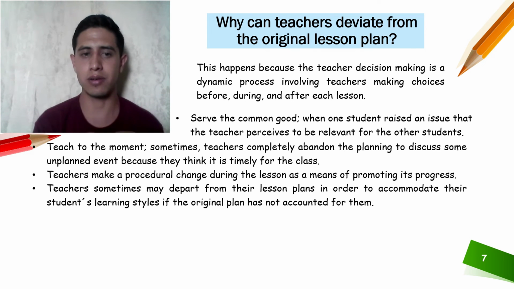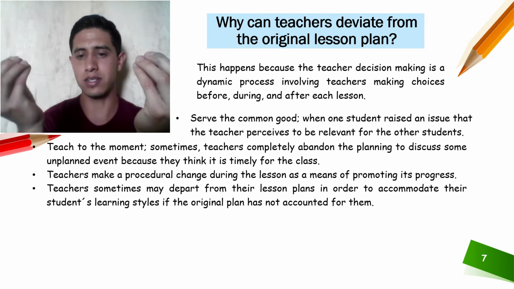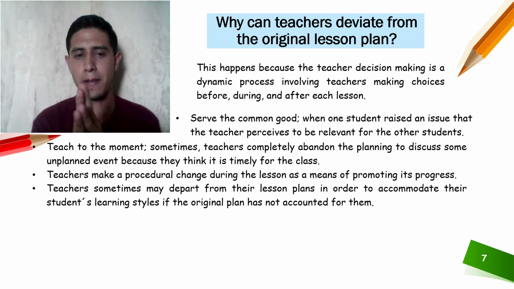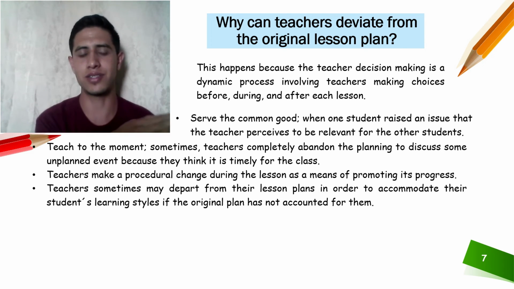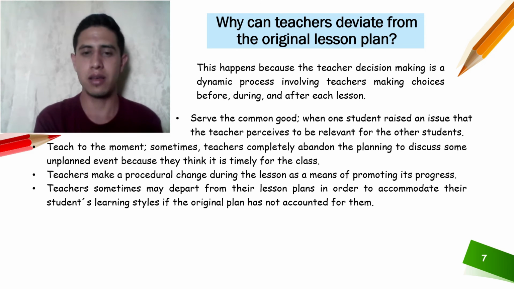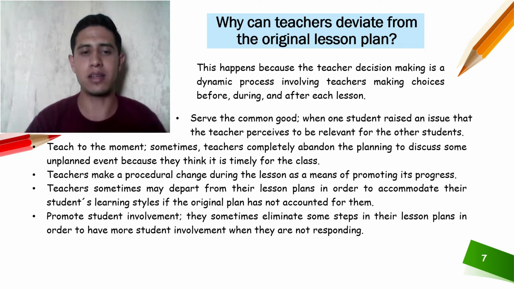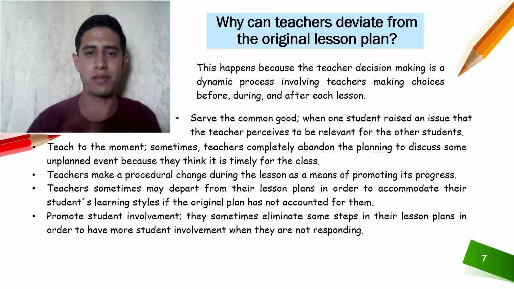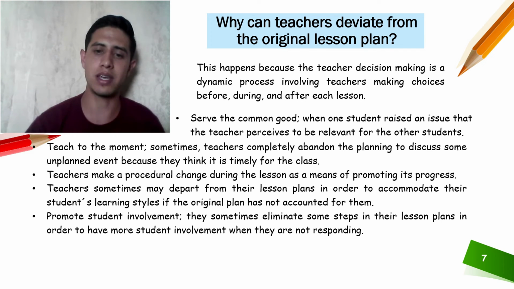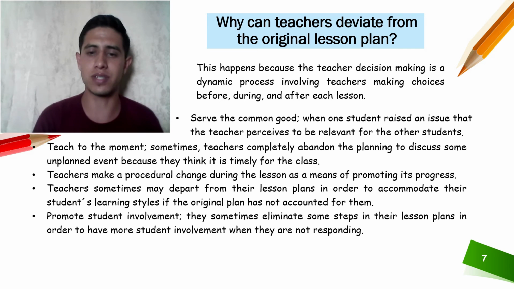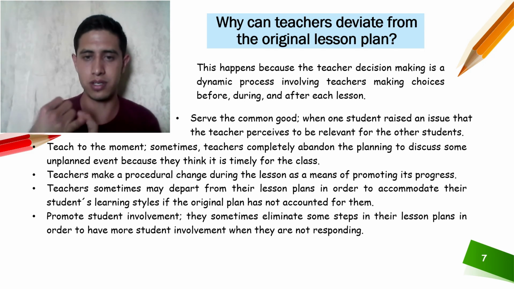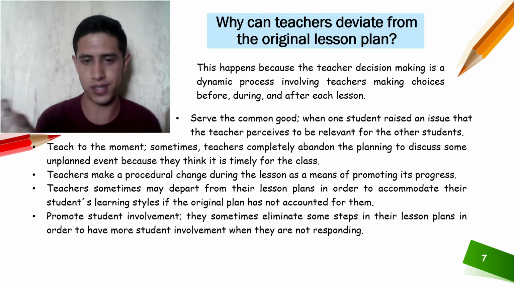Maybe we can have smart and fast students and slow students, and accommodating their students' learning styles is so hard. But on the other hand, promoting students' involvement is another cause for deviating from the original lesson plans, because sometimes the teachers eliminate some steps in their lesson plans in order to have more student involvement when they are not responding to the activities, to the questions, etc.